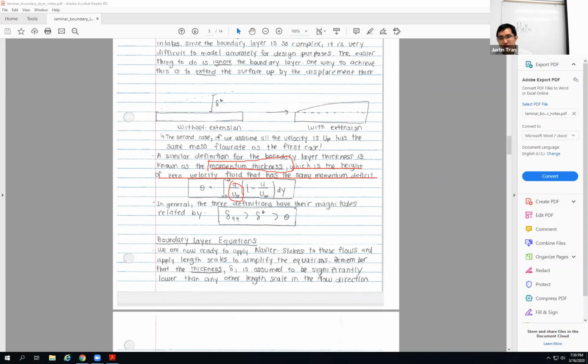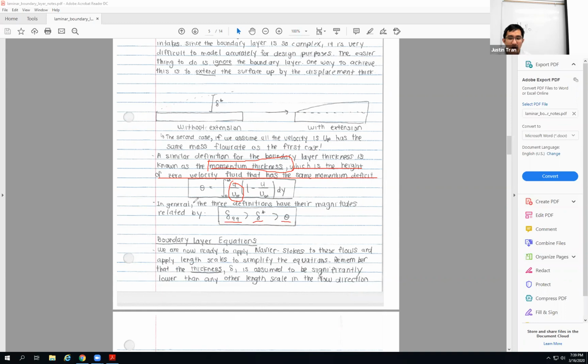So we have three different definitions. And actually, a lot of times, they can differ quite a bit in their numerical values. But generally, they follow this rule. If you know the delta 99, that's usually going to be your biggest. Then the displacement thickness is going to be lower than that. And then your momentum thickness is going to be the lowest out of all of those. So this begs the question about which one is right to use.